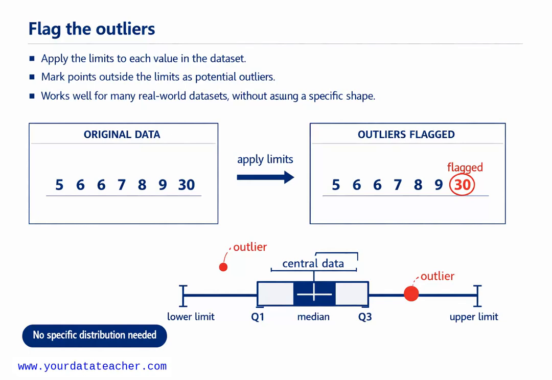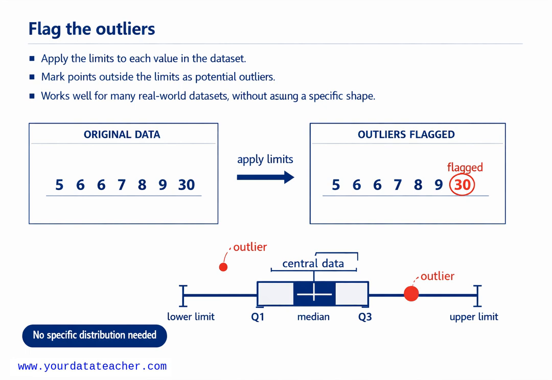Now that we have our lower and upper bounds, we can finally apply them to the actual data and flag the outliers. On the left you see our original sorted dataset: 5, 6, 6, 7, 8, 9, 30. On the right we apply the limits we computed in the previous step. All values between 1.5 and 13.5 stay in blue because they fall inside the accepted range. The value 30 instead lies above the upper bound, so it is highlighted in red and clearly flagged as an outlier.